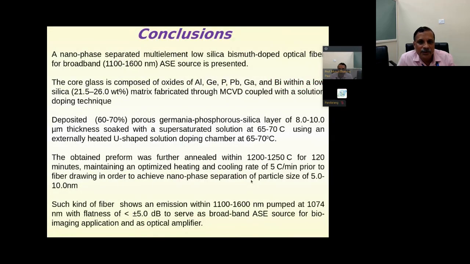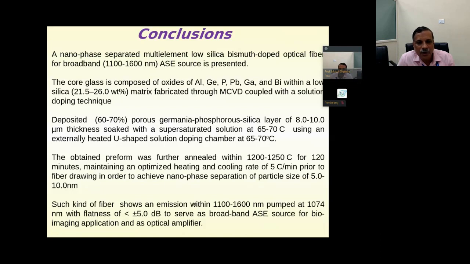And the final conclusion is that we have developed nanophase separated multi-element bismuth fiber, which can be used for a broadband source starting from 1100 to 1600 nanometer. And for the first time we are able to make low silica content glass based fiber by MCVD solution doping technique. And in this way, we have optimized the porosity of the layer 60 to 70%, thickness 8 to 10 micron, and using supersaturated solution 65 to 70.